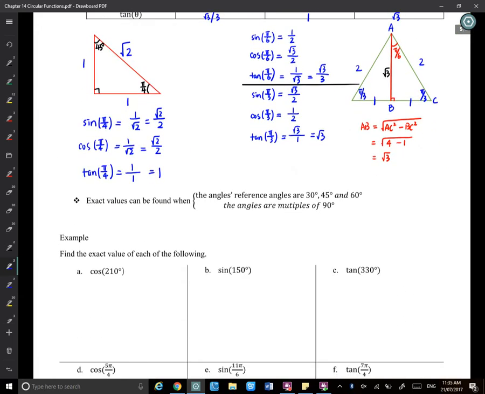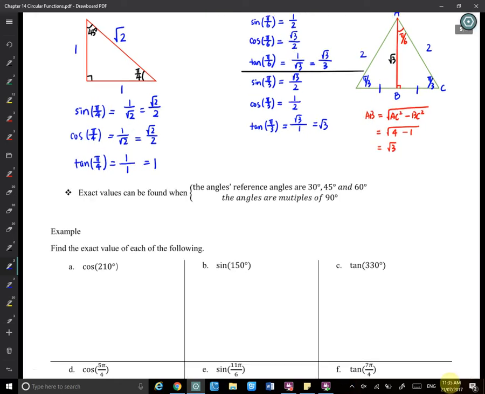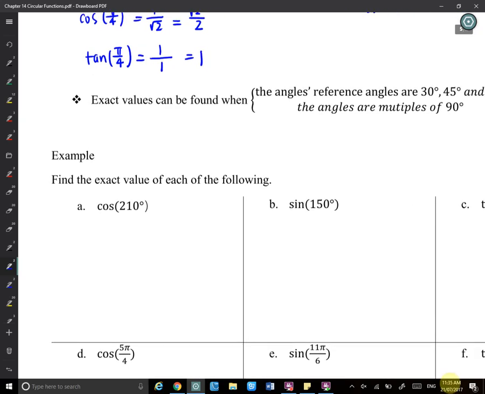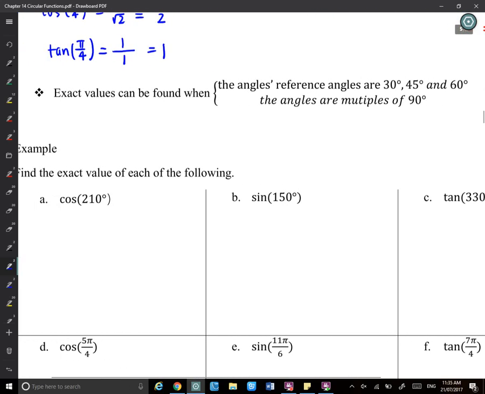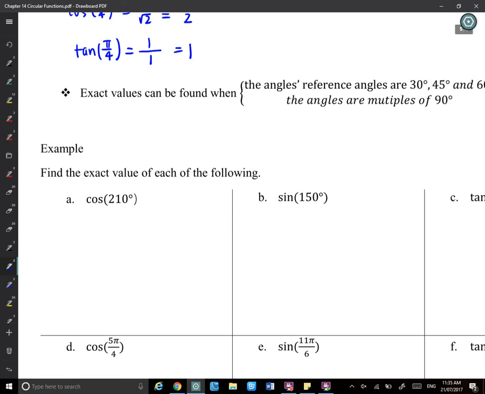But anyway, you need to find a way to do that because you won't be provided tables in your Part 1 exam for those exact values. You definitely need to remember those exact values. And there's a lot of evaluating questions like this. Okay. The next thing we talk about is the second type of special angles.